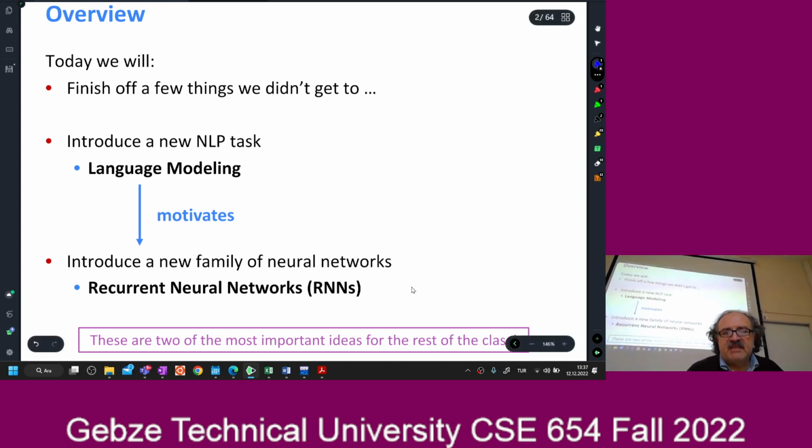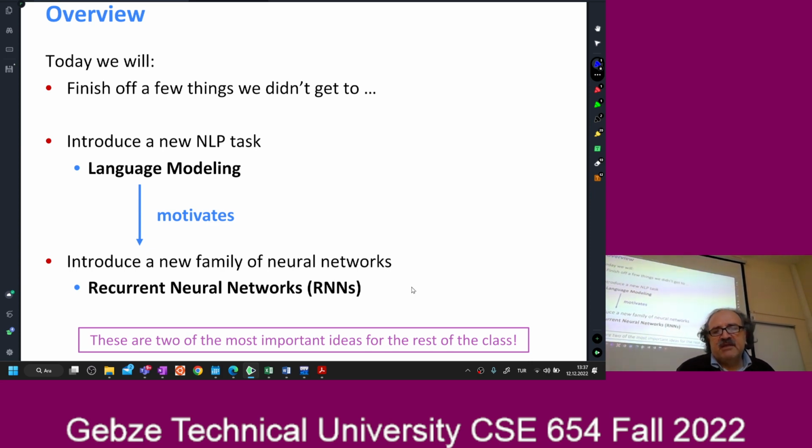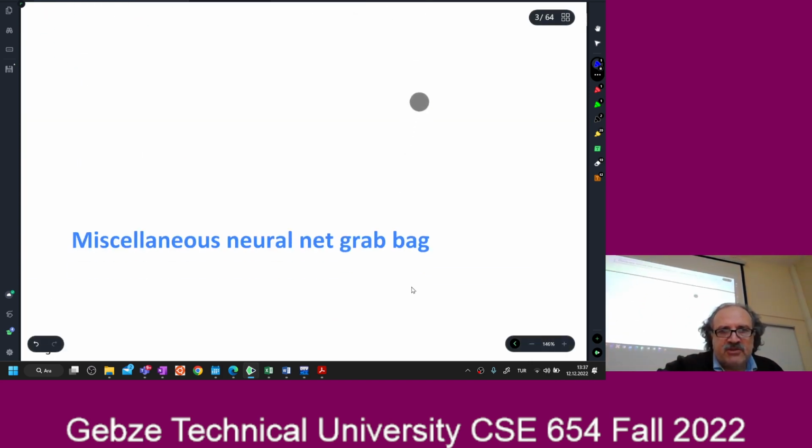RNNs will be the ones that we are going to use for one-dimensional data actually, but it will be mostly used for natural languages.